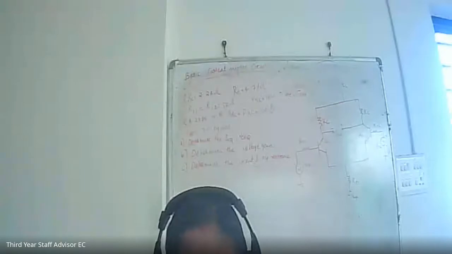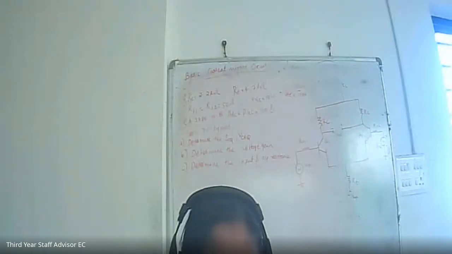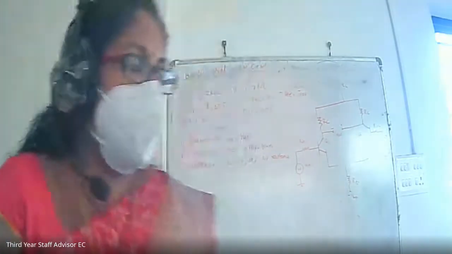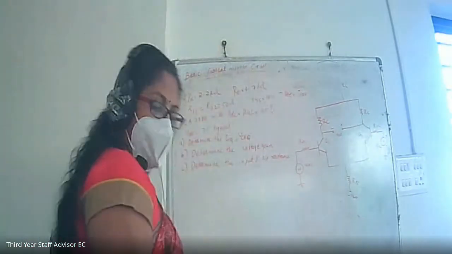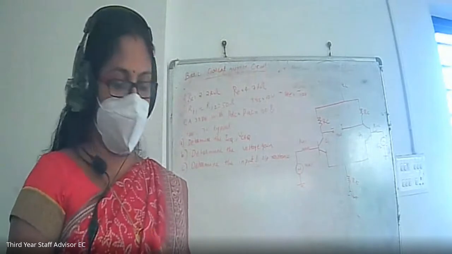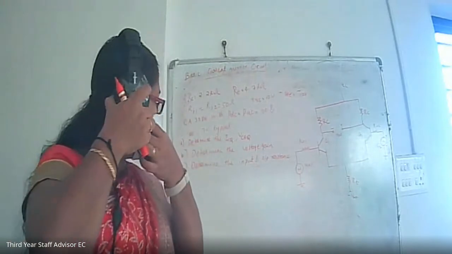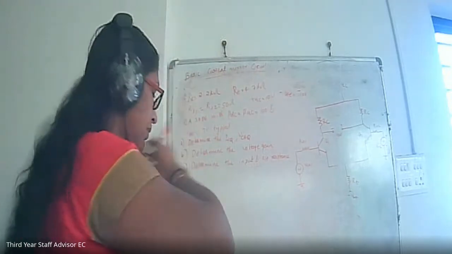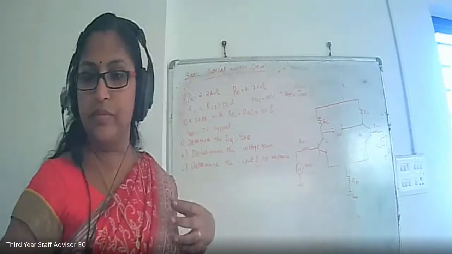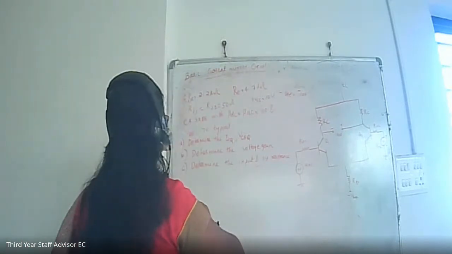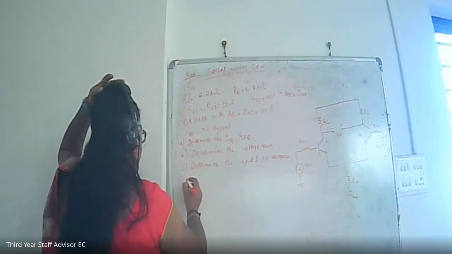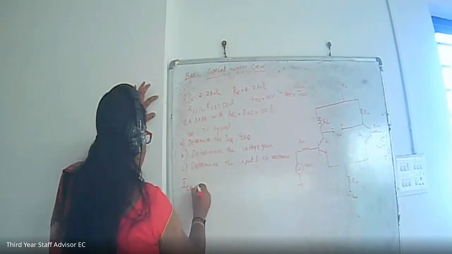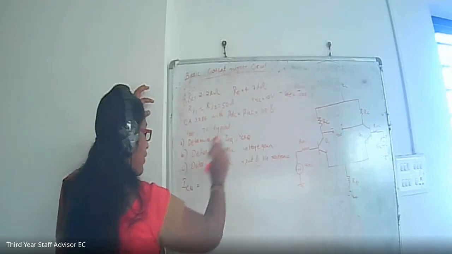So in DC analysis, we have derived the equation for ICQ and VCEQ. You just turn the pages of your notebook, you will get the equations. So let us do it on the board. First, what we have to find out is ICQ. We have to write the equation for ICQ, then we have to find out VCEQ.